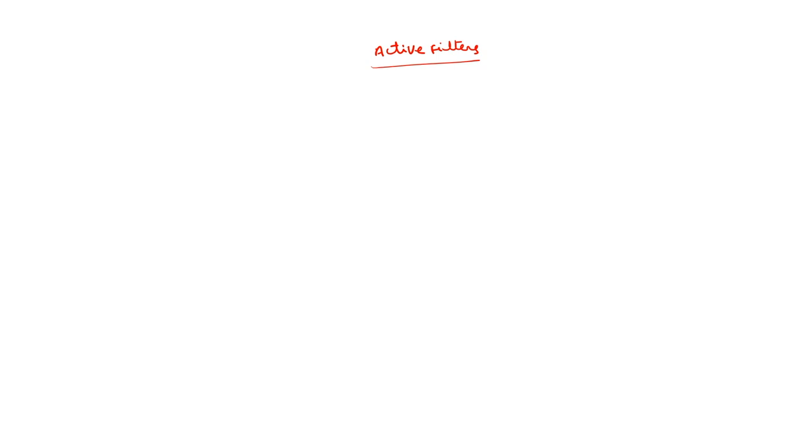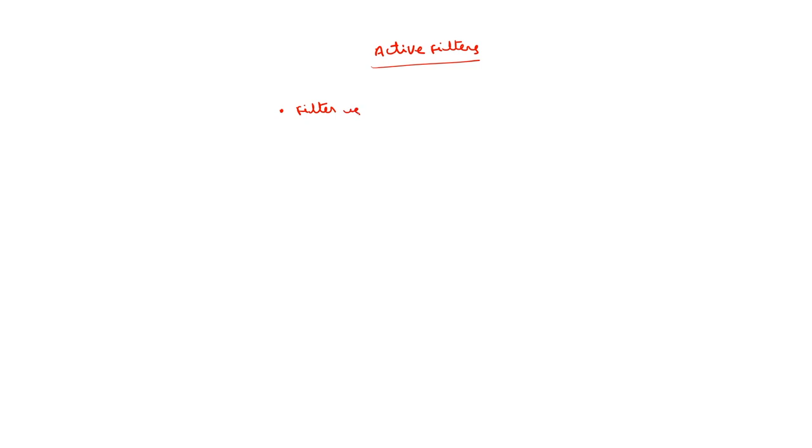So, I will come to what is meant by active filter. So, before that, I will discuss what is a filter. Filter is an electronic circuit which allows a band of frequencies and rejects the remaining frequencies. It is basically a frequency selective network. Filter is a frequency selective circuit.